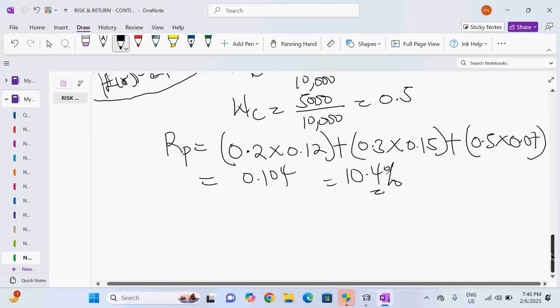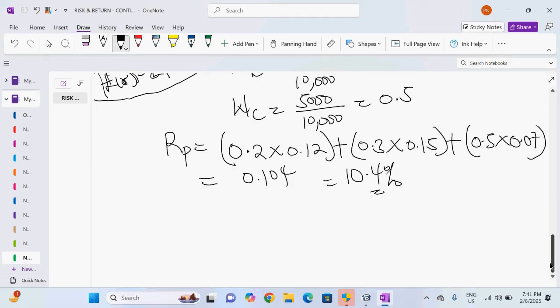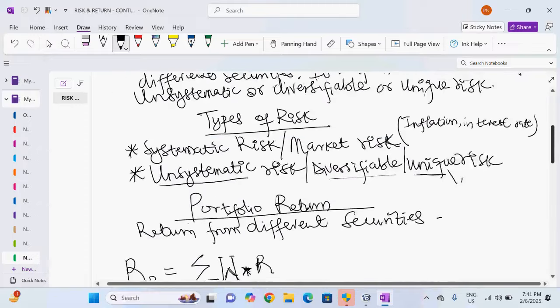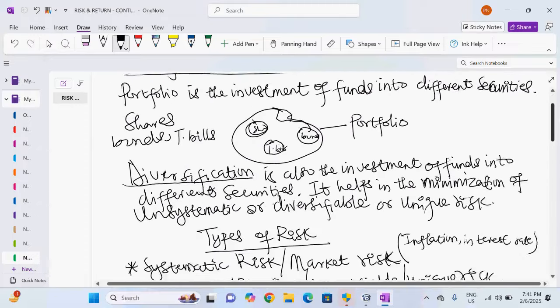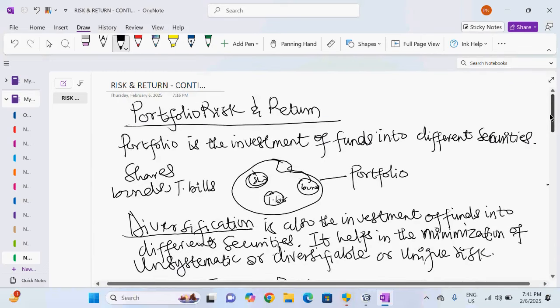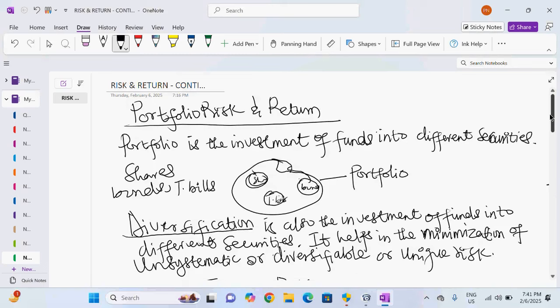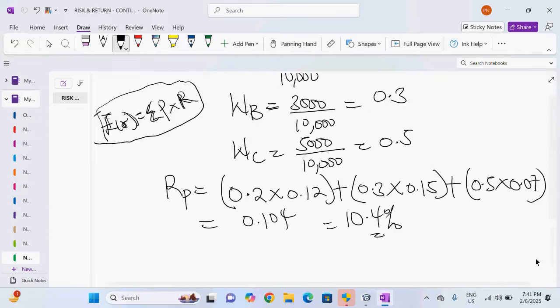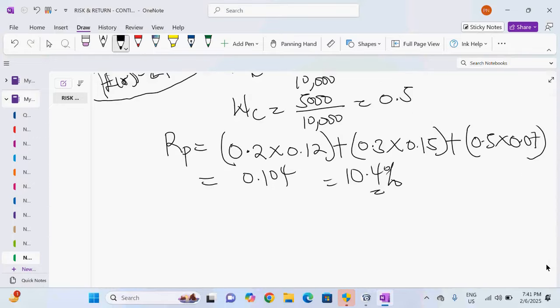All right, so that is the portfolio return. Now we are done talking about portfolio return. The topic is portfolio risk and return, and we are moving to portfolio risk. So the next subtopic is portfolio risk.